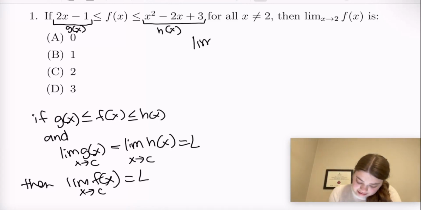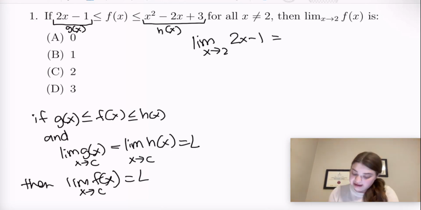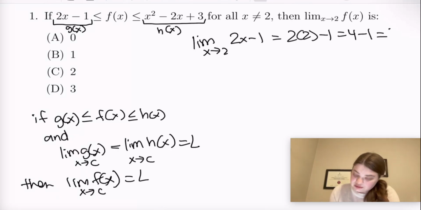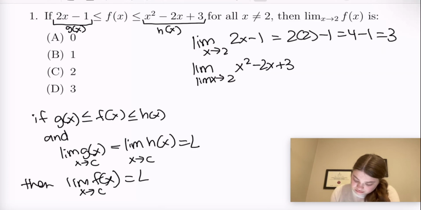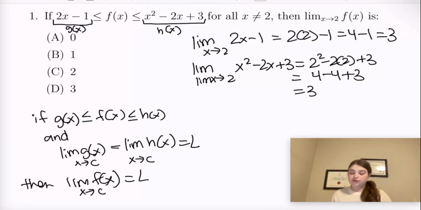So let's start with the limit of 2x minus 1, which was g of x, as x approaches 2. If I plug in 2 here, I get 2 times 2 minus 1, which is 4 minus 1, which is 3. Then if I do the same thing for h of x, I get 2 squared minus 2 times 2 plus 3, which is 4 minus 4 plus 3, which is also 3. And so therefore that second condition is met, right?